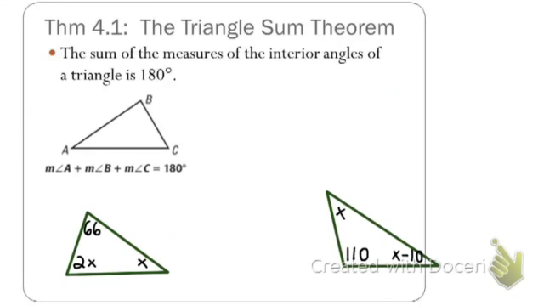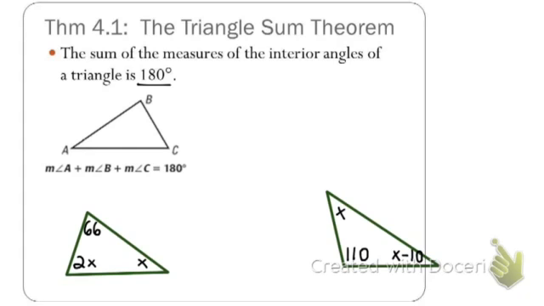Let's get to the big theorem of this section, which is the triangle sum theorem. And that says the sum of the measures of the interior angles of a triangle is 180. Anytime I have a triangle, the angles will add to 180. That's the rule we're looking at here. So it could be acute, obtuse, right, equilateral, equiangular. It could be scalene, it could be isosceles. It does not matter. As long as it's a triangle, the angles add to 180.